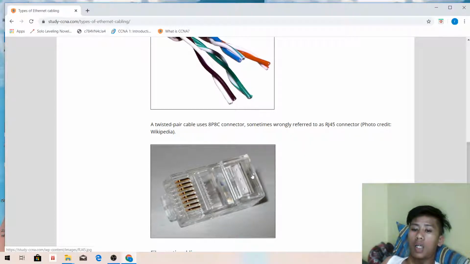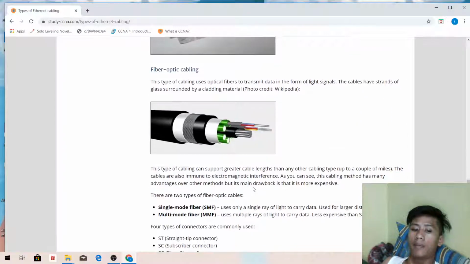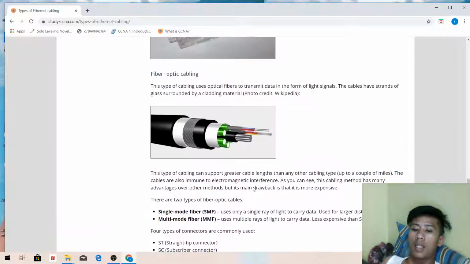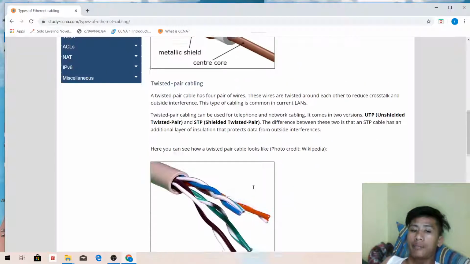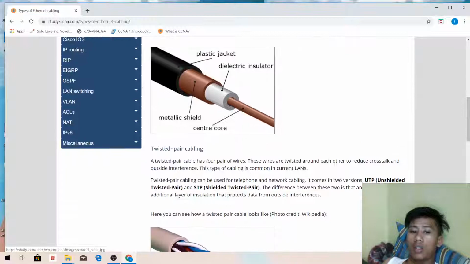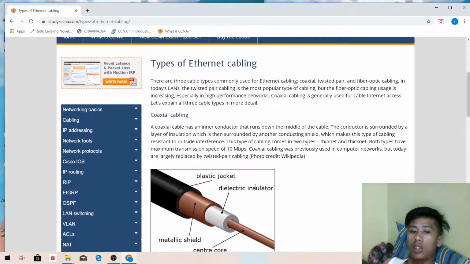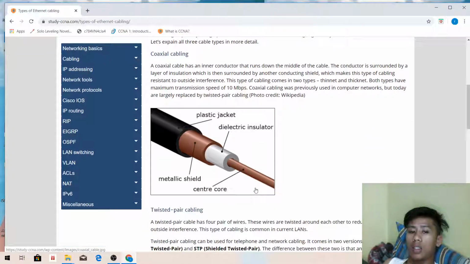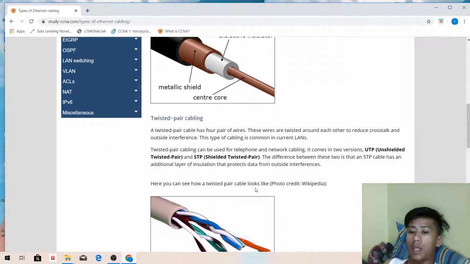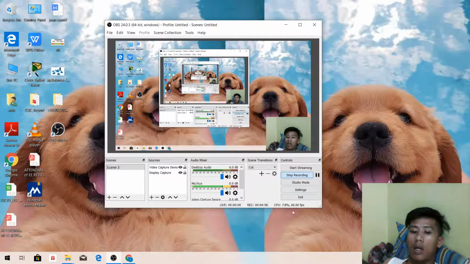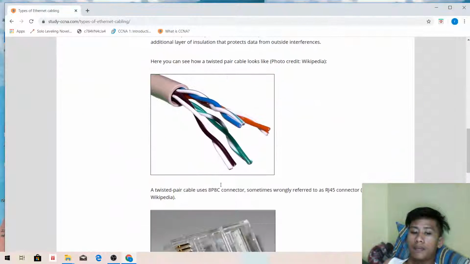This is the RJ45 connector, and then we're also done with two cables. The first one is the coaxial cabling and the twisted pair cabling. So we're going to do the last cabling.